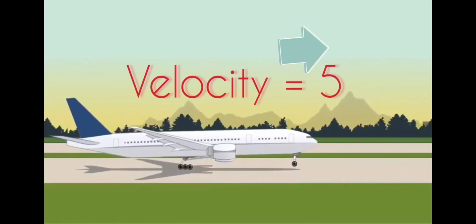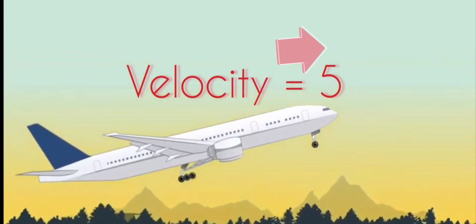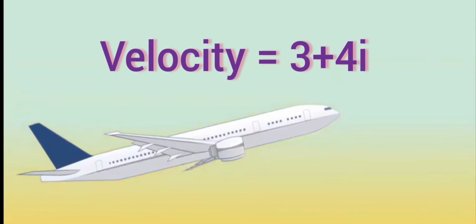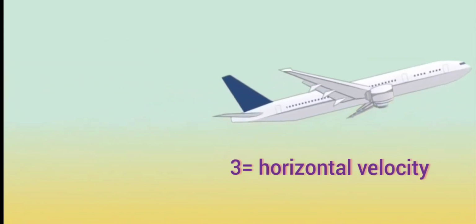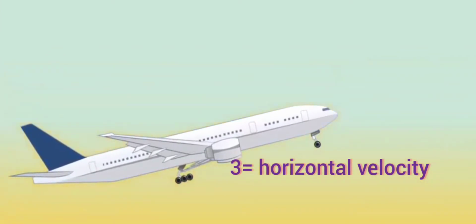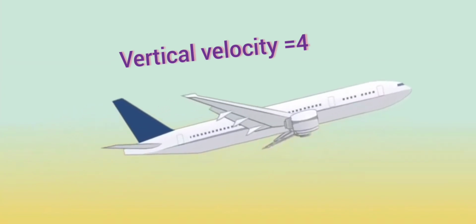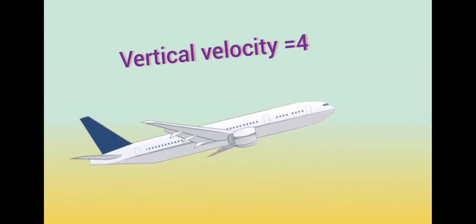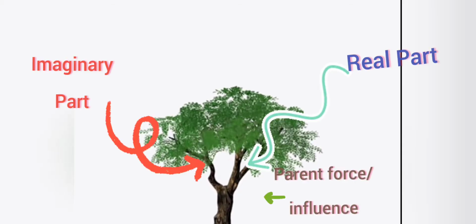Imagine an aeroplane which is about to take off. Its velocity on the ground was 5, but when it takes off, its velocity becomes 3 plus 4i, 3 being the horizontal velocity and 4 a representative of its vertical velocity. Care has to be taken that 3 and 4 are not to be added together. This happens in complex numbers.